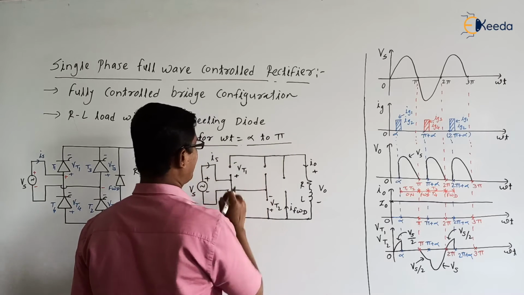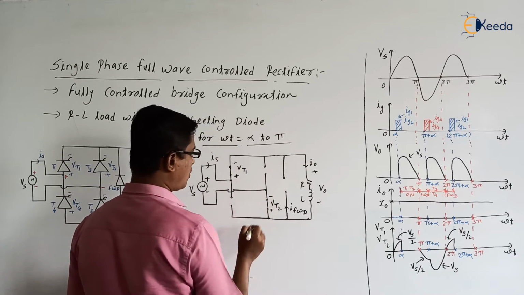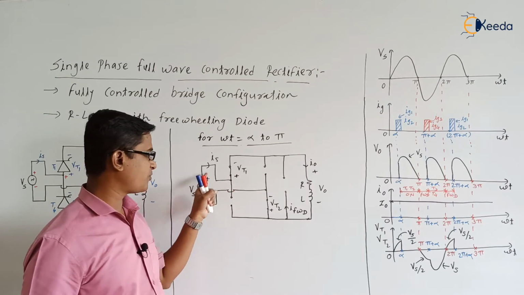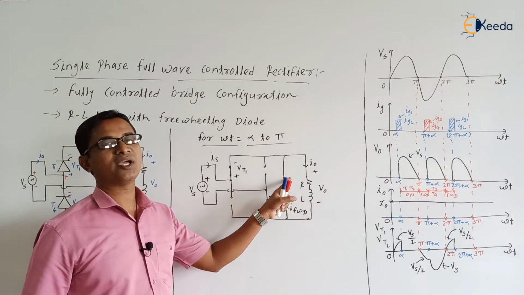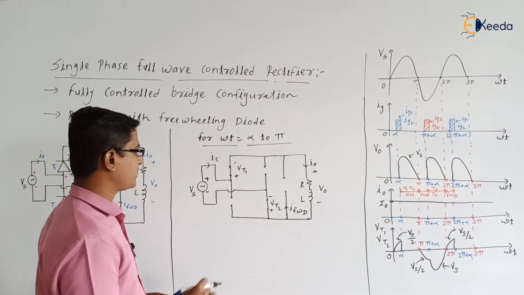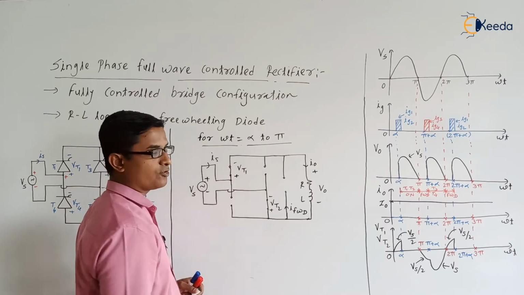Yes, so if you check from alpha to pi, T1, T2 will be in the on state. The freewheeling diode will be in the reverse bias mode because the highest potential will be appearing at the cathode of the diode. Therefore, the freewheeling diode will be in the off state.